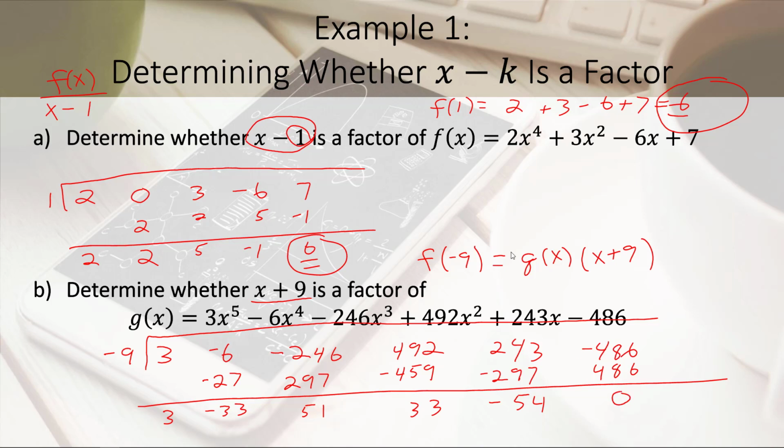So it turns out that this is indeed a factor of g of x. Okay, I should have had g of x instead of f there. On top of that, we also know what the quotient is. This right here is the quotient.